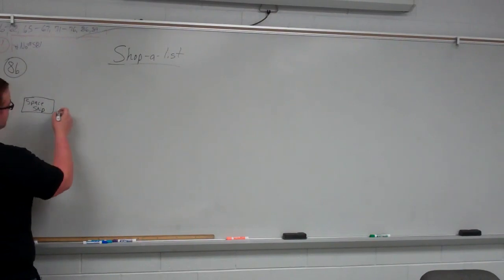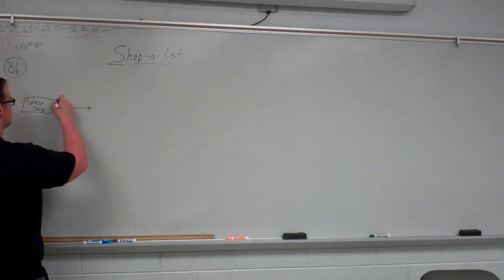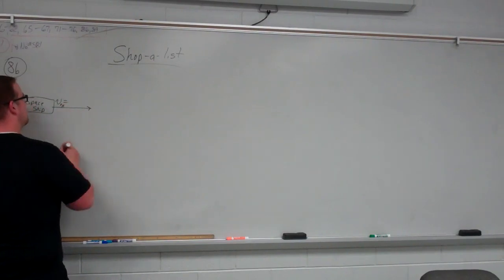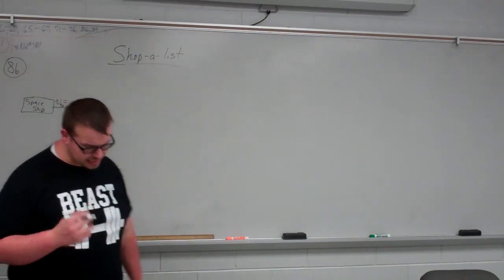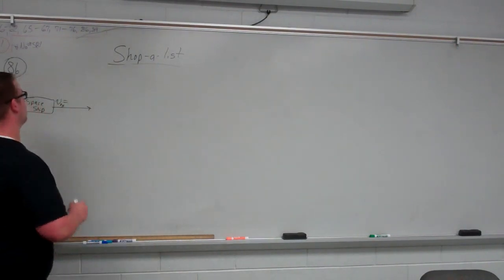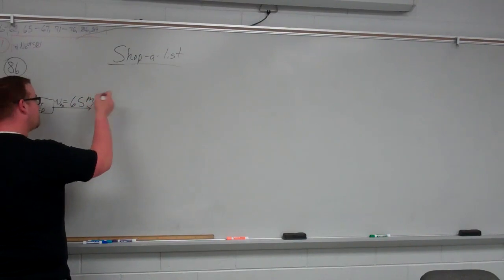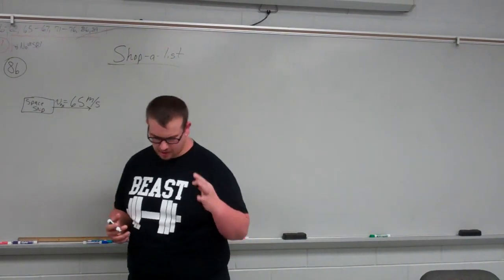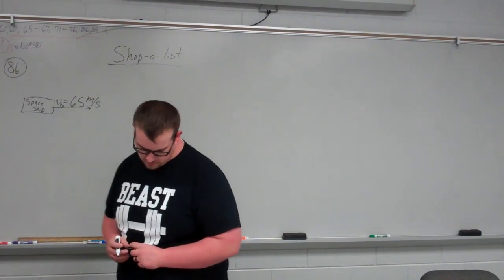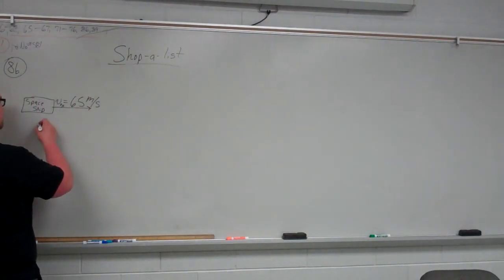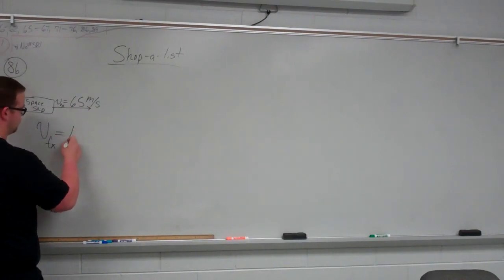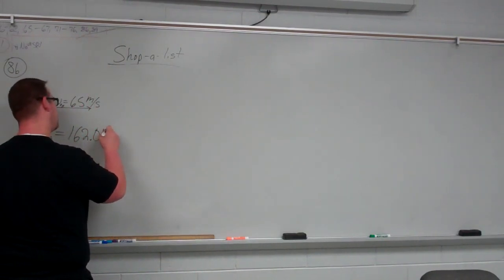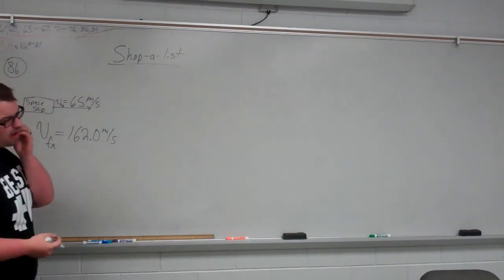That's my spaceship. And it starts out with some sort of initial velocity, and we're just going to call it the x direction to keep everything simplistic. So this initial velocity in the x direction is equal to 65 meters per second. I know that because my problem told me it has a uniform forward acceleration from 65 meters per second to 162 meters per second. So my final velocity in the x direction is equal to 162.0 meters per second.